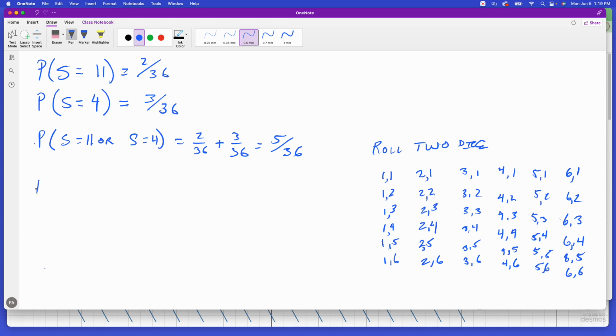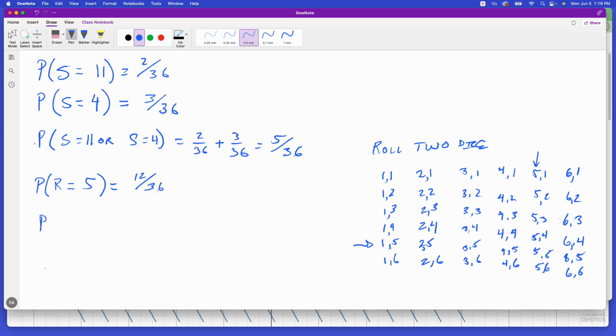Now, what if I want the probability of rolling, say, a 5? How many different ways can I roll a 5? Let's go over here and count all the ways we can roll a 5. This column right here has 6 different instances of 5. In this row, the fifth one, we also have 6 different ways we can roll a 5. So it gives us a total of 12 different ways that we can get a 5.